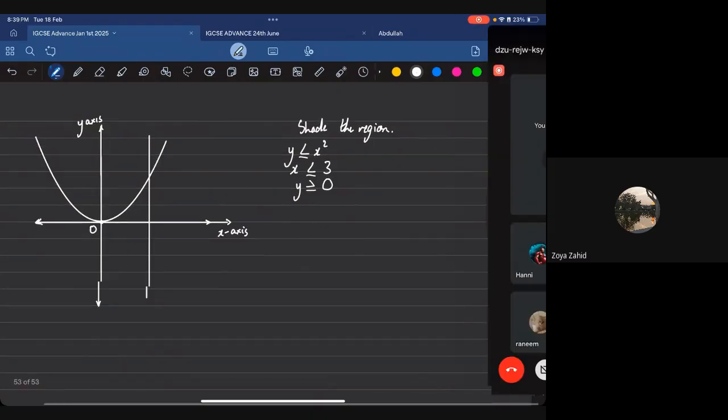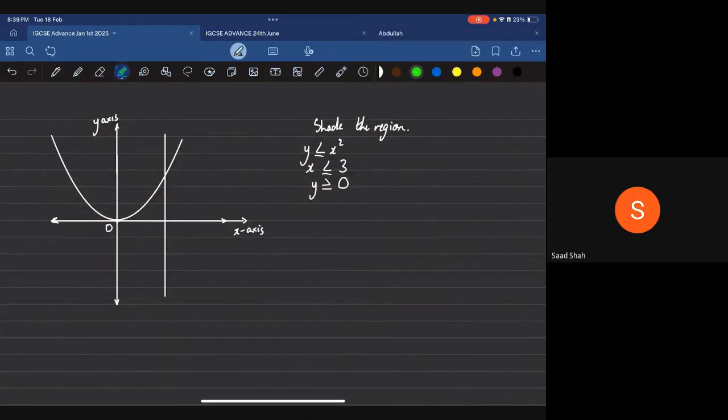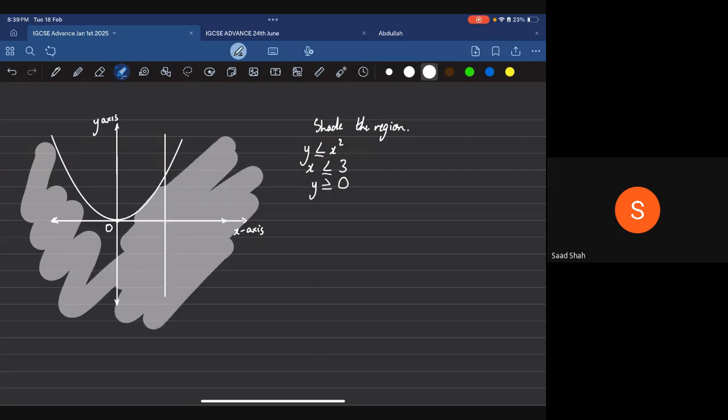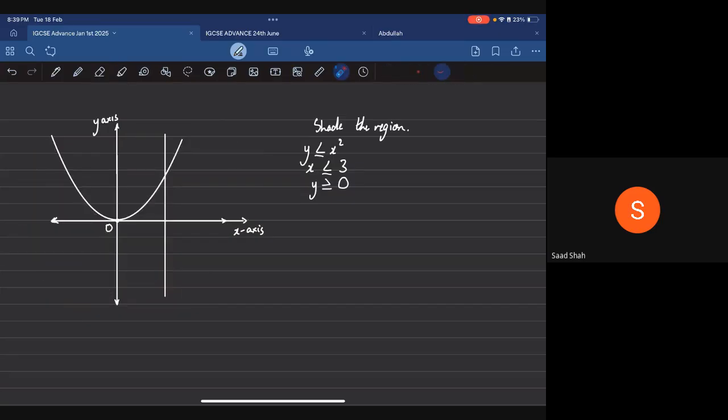Yep. Who's done? Saad, yes. It's below the curve and left of the line. Wait, let me see. First, I need to highlight it with white. Yes, sir. Below the curve, okay, right about here, this entire region, but left of the line, which line? The straight line x equals 3 and above the x-axis. This area. Yes. Well done. Very well done. Yes, Saad is right.